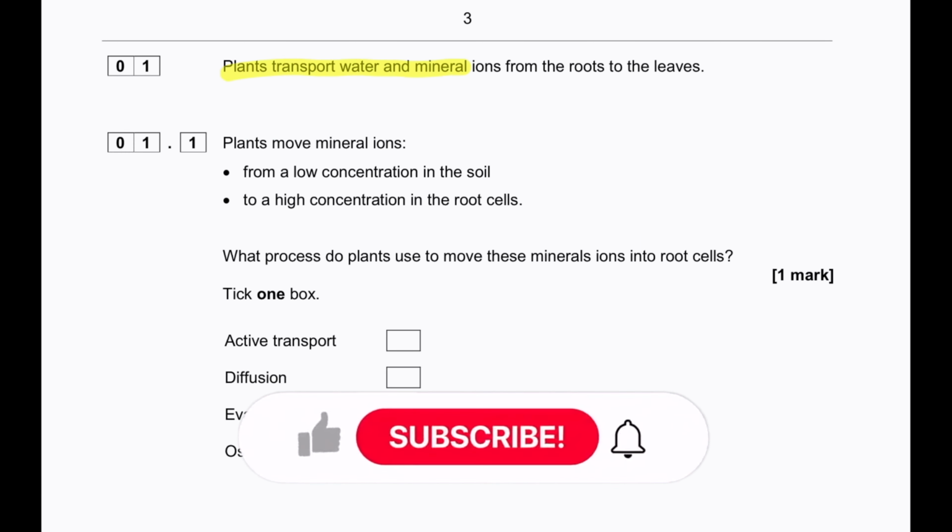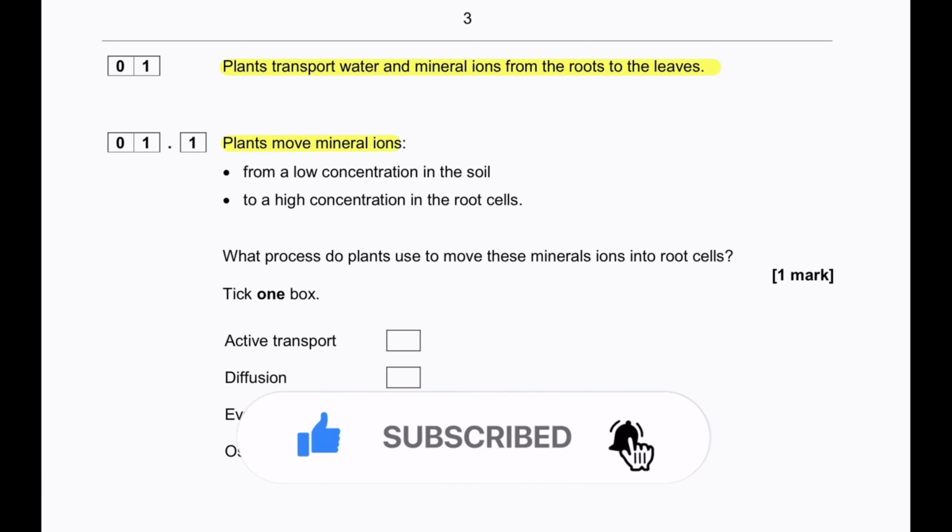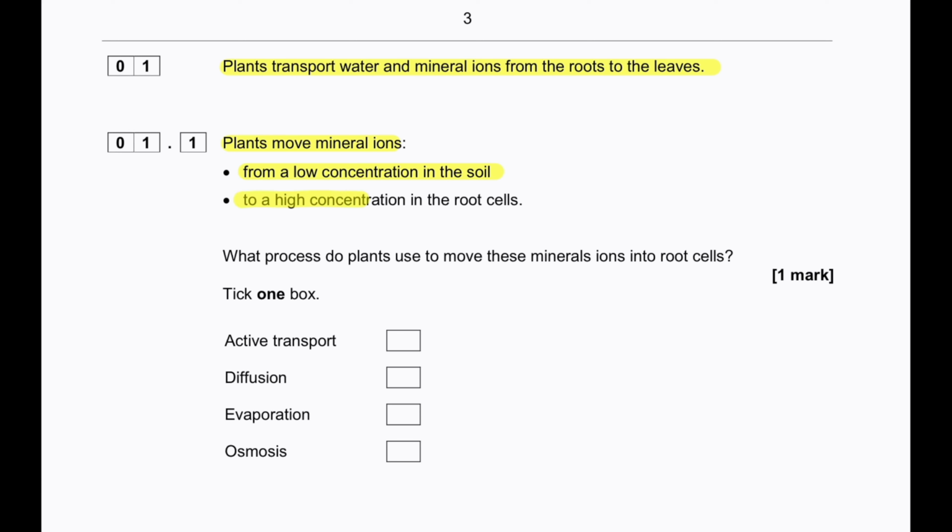Plants transport minerals and water from the root to the leaves. Plants move mineral ions from a low concentration in the soil to a high concentration in the root cells. What process do plants use to move these mineral ions into root cells? So, the plant uses active transport to move mineral ions into the root cells.